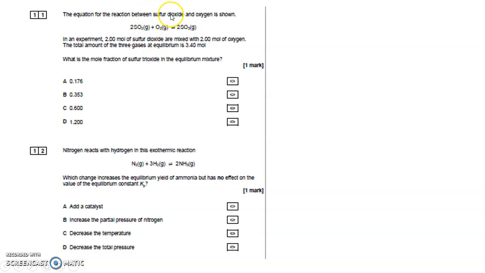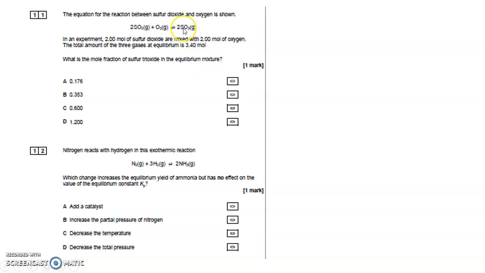The equation between sulfur dioxide and oxygen is shown below. In an experiment, 2 moles of sulfur dioxide will react with 2 moles of oxygen. The total amount of the 3 gases at equilibrium is 3.4. So it tells me how much sulfur dioxide I put in at the beginning, how many moles of oxygen I put in at the beginning. I've got no SO3 made, but at the end the total number of moles of gases is 3.4. What is the mole fraction of sulfur dioxide in the equilibrium mixture?